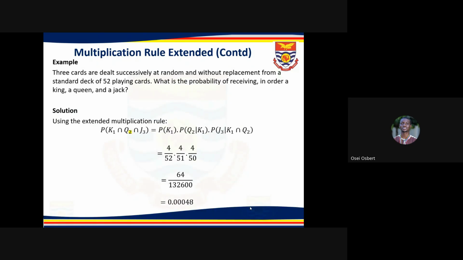Why is it 4 on 50? Because we've never selected a jack. We still had 4 jack cards intact. And why is it on 50? Because already we have selected a king and a queen, who are 2. So when you select 2 out of 52, you have 50. So the total number of cards in the third selection, or the third chance of selecting, will be 50. And the total number of jacks in there will still be 4. That is why we have it as 4 on 50.